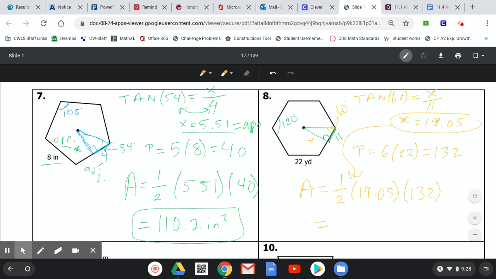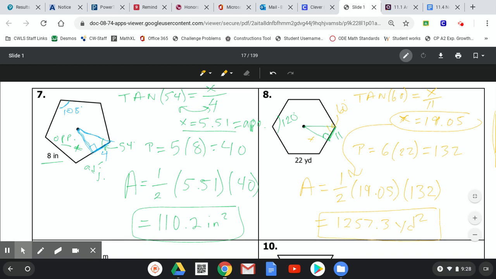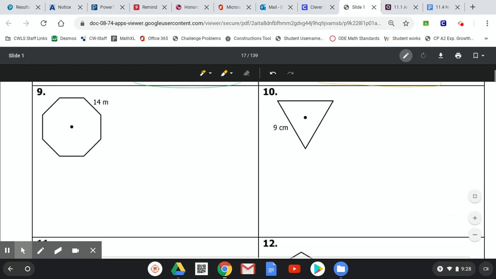19.05 times 132. Divide that all by 2, and you get 1,257.3, and that's going to be yards squared. Bingo! Final answer. We got it. We're done. Alrighty, so let's try out numbers 9 and 10.